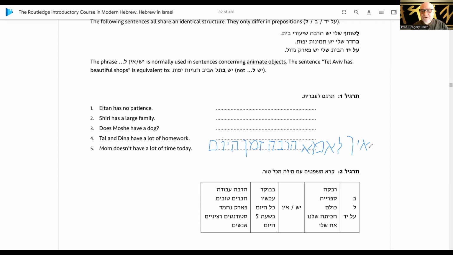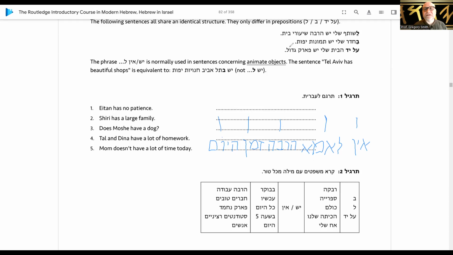Okay, so we should have ain. This looks more like a, let me see if I can clean this up a little bit. Should be something like this, ain. We don't want it to look like a hasofit. Ain le'ima harbe zaman hayom. Okay, so there is not to mother harbe, a lot zaman, time today.